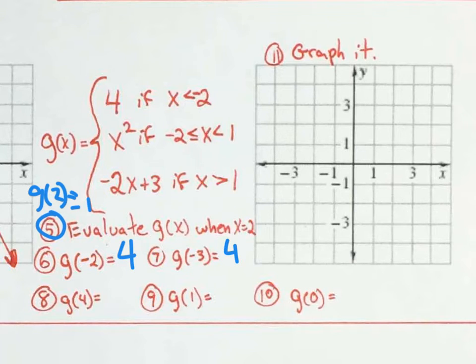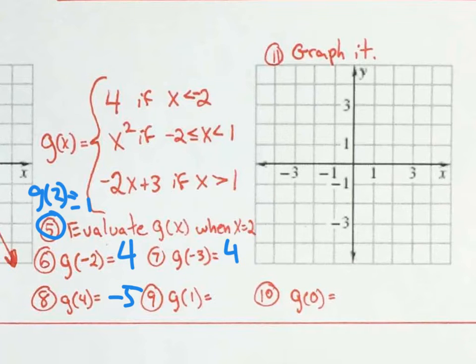How about number 8, g of 4? Where am I going to plug in 4? Do I plug it into this one? Is 4 less than negative 2? No. Is 4 between negative 2 and 1? No. Is 4 greater than 1? Yeah, so we're going to plug in a 4 right here. It's going to say negative 2 times 4. What's negative 2 times 4? Negative 8. And what about negative 8 plus 3? Negative 5. So g of 1, oh, I'm sorry, I put in the wrong spot. g of 4 is negative 5.